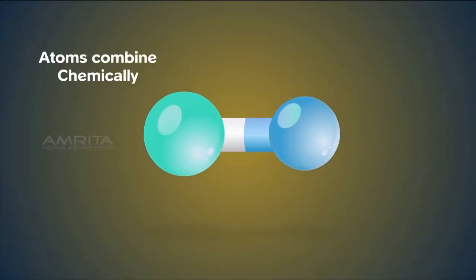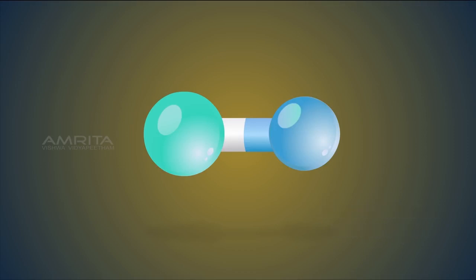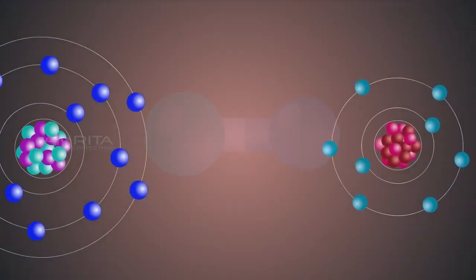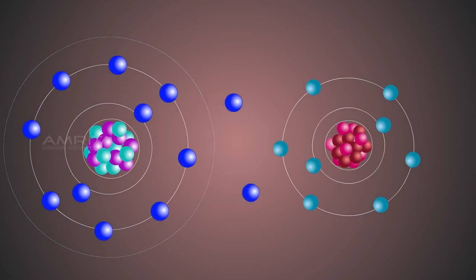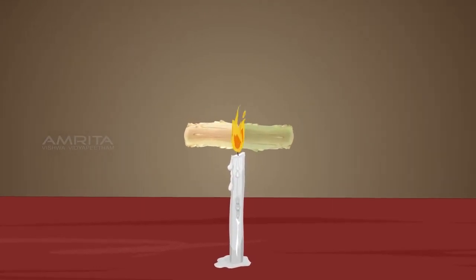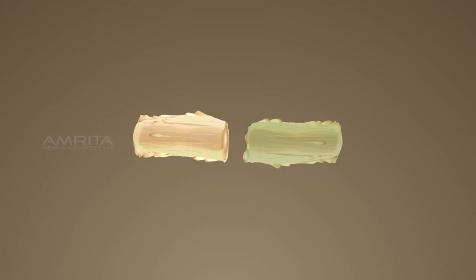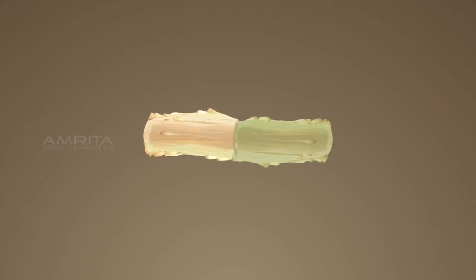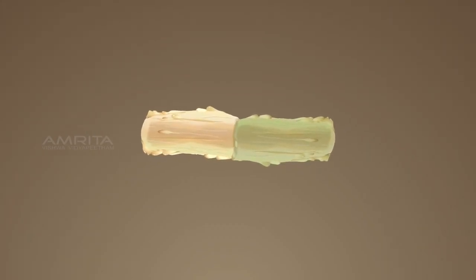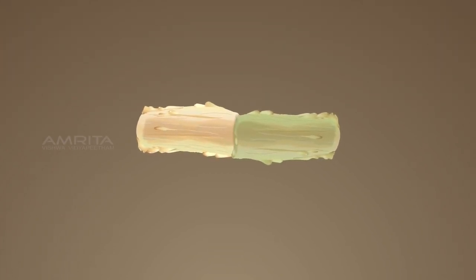Atoms combine chemically by external forces such as heat and light. This leads to the formation of molecules. During the formation of a molecule, atoms lose their valence electrons or gain electrons from other atoms. For instance, if two pieces of wax are to be joined, they are heated. After heating, the two pieces are pressed together to form a single structure. Here, heat is the factor which is responsible for joining the molecules of the wax pieces.